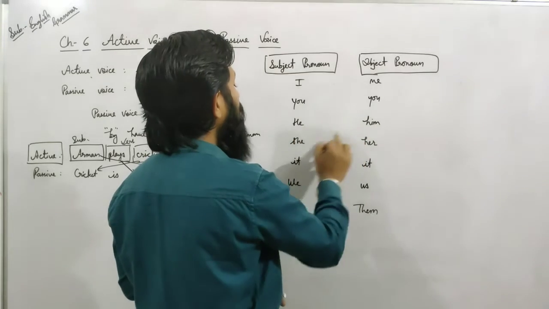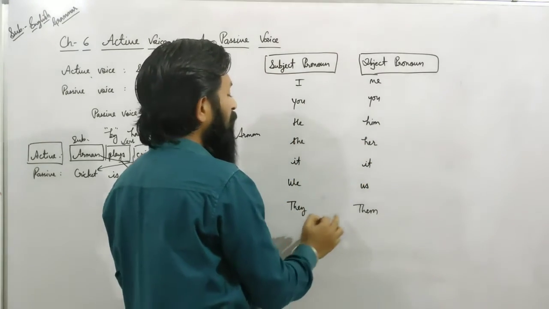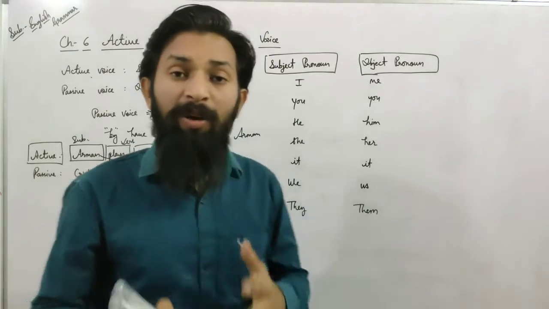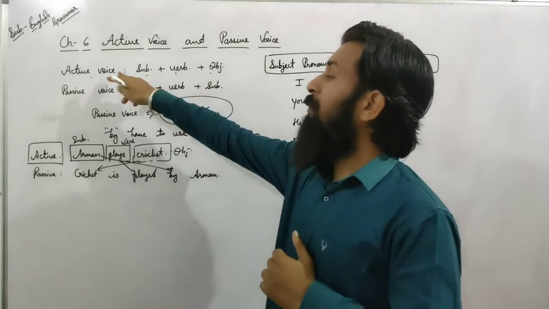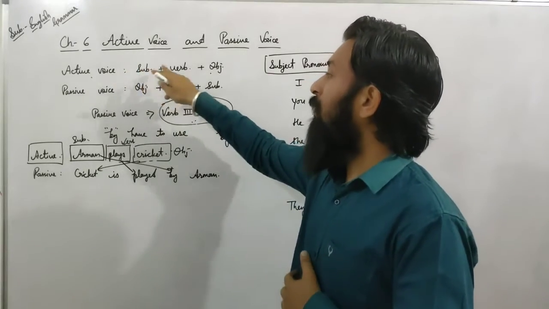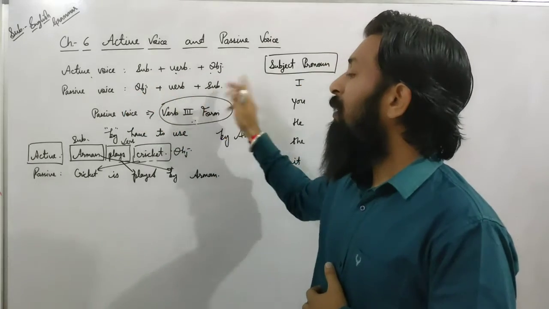He changed into him, she changed into her, it into it, we into us, and they into them. Dear students, it's a general knowledge about active voice and passive voice. Once again I am going to revise. Active voice means subject to a sentence formation into subject, verb and object. In passive voice, object may come first, after that verb and subject.